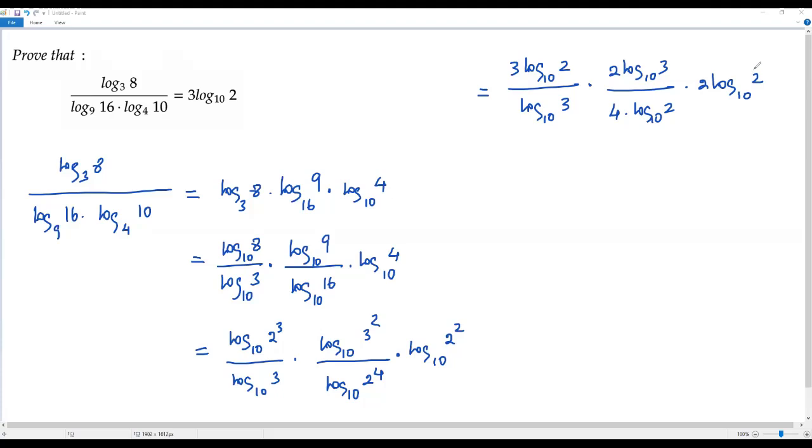Here we can cancel this log base 10 of 2, log base 10 of 2, and log base 10 of 3, log base 10 of 3. 2 goes into 2 one time, and here 2 goes into 4 two times, and this 2 can be cancelled. Finally, we are getting 3 times log base 10 of 2. So this is exactly the stuff we have on the right side of the given equation. Okay, here I have taken the stuff on the left side of the equation. I have proved the stuff on the left side is equal to the stuff on the right side. That is 3 times log base 10 of 2.